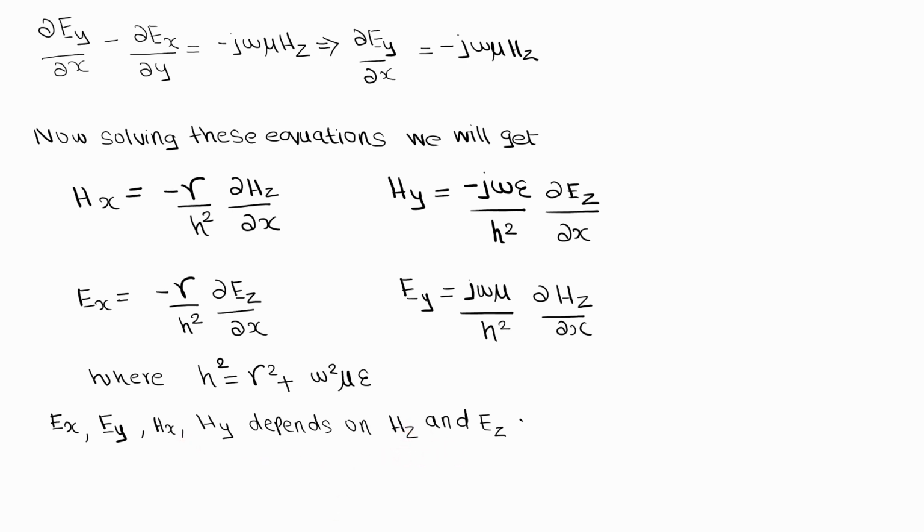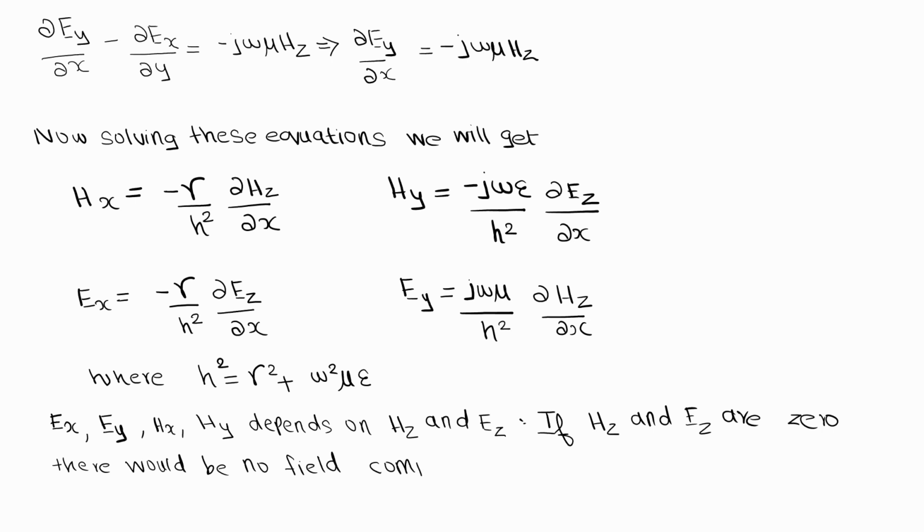Now, if Hz and Ez are 0, there would be no field components. So, it is necessary that Hz or Ez or both should be present. Then there will be field components. Otherwise, there would be no field components. And while examining these equations, h square is common in all of these, where h square equal to gamma square plus omega square mu epsilon, and the only positive field component is Ey.